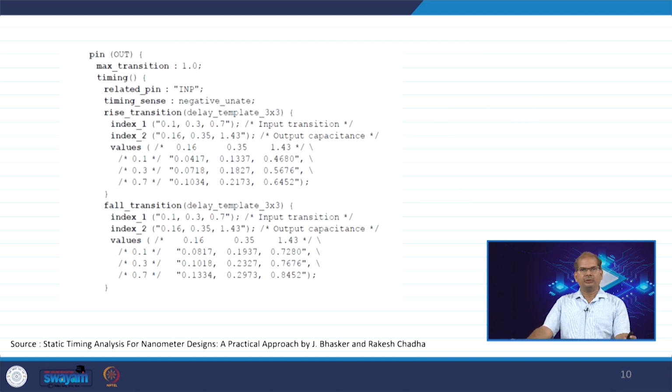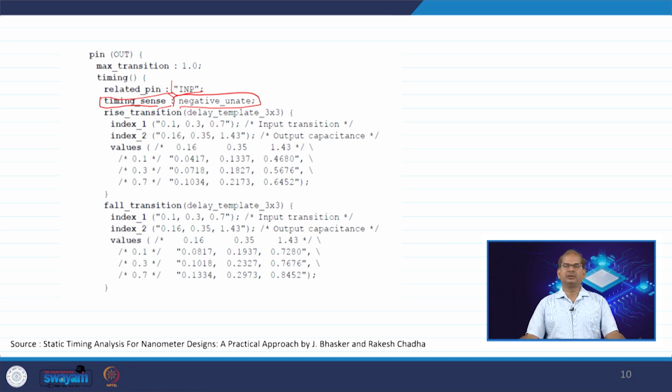This is a Liberty file which is used for timing analysis. If you can see here, this is the timing sense, whatever I was talking about, how my output transition depends upon input transition, defined here as negative unate. Negative unate means that whenever you do a rise transition at the input, the output will do a fall transition and vice versa. This is an inverter. Here it is mentioned that for an inverter the timing sense is negative unate. This is used in a timing analysis tool. The tool will check that it is negative unate, and based on that it will do the timing analysis. So, this is one of the uses of negative unate.